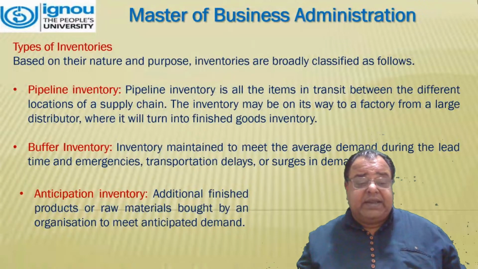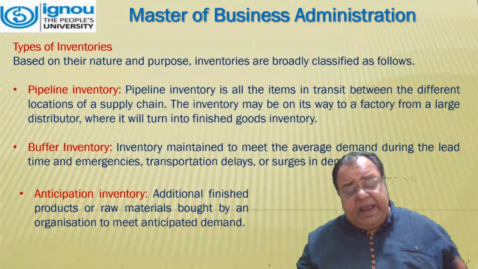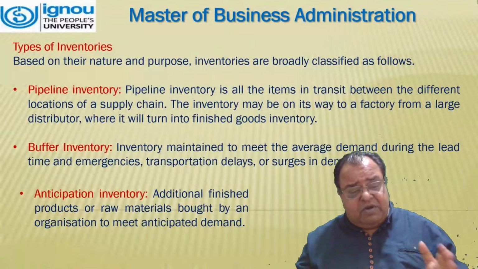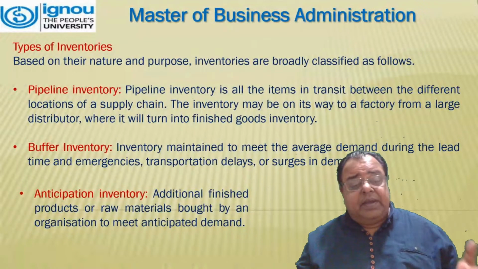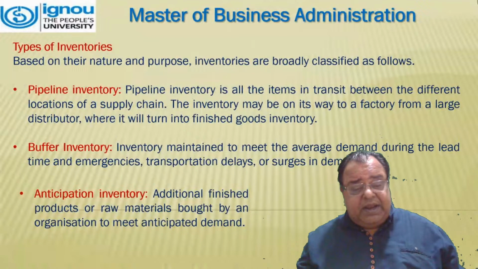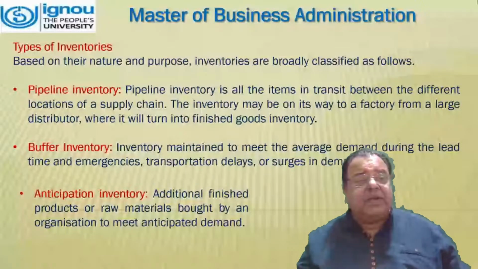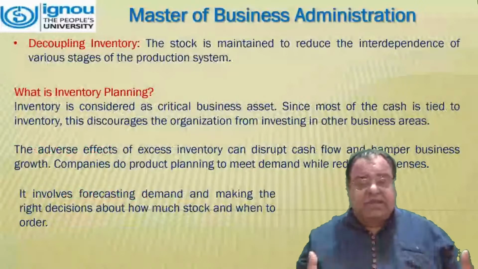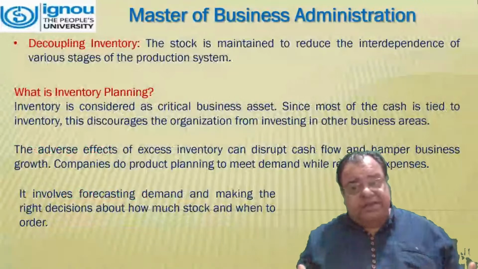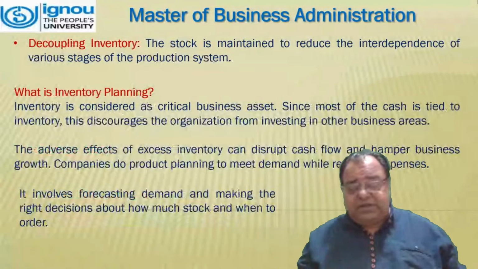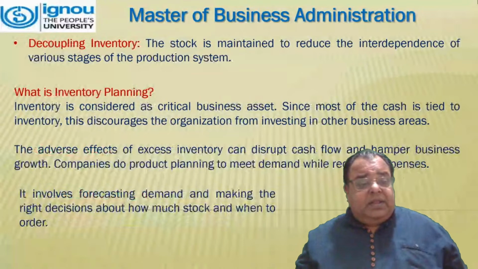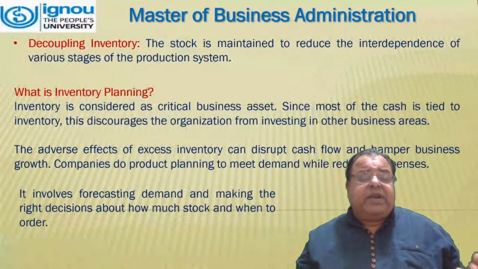Then comes your anticipation inventory. Additional finished product or raw materials bought by an organization. Decoupling inventory. The stock is maintained to reduce the interdependence of various stages of the production system. The next concept is what is inventory?